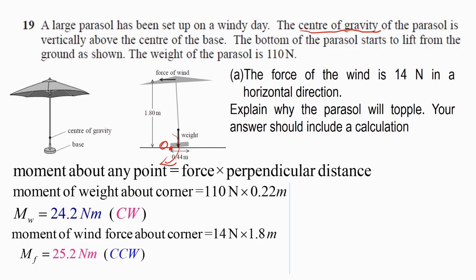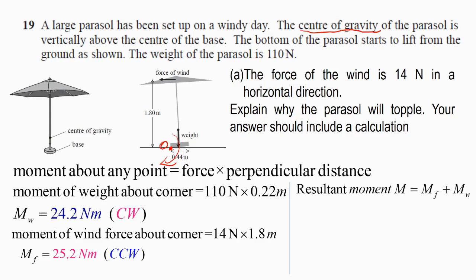Okay, now we have two moments. Actually, what is the tendency of a moment? The tendency of a moment is nothing but its rotational tendency. Then we can calculate the net moment or resultant moment. The resultant moment is nothing but the sum of the moment due to the wind force and the moment due to the weight of the parasol.